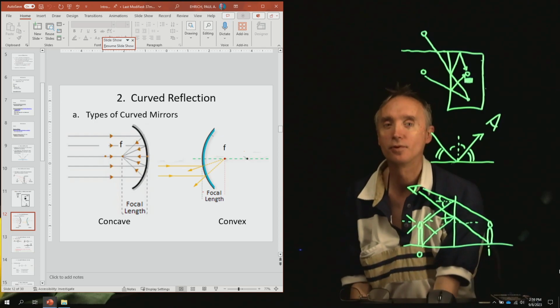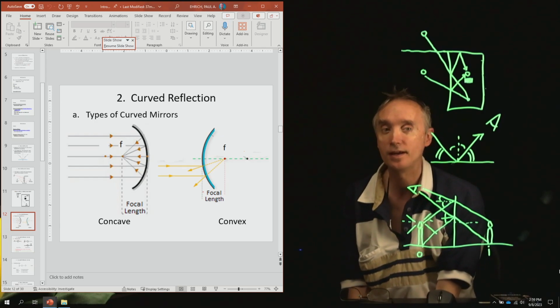All right, let's take a break. When we come back, we're going to take our flat mirror and curve it.